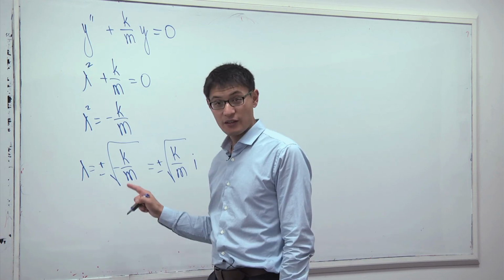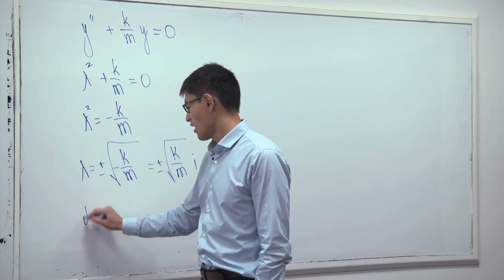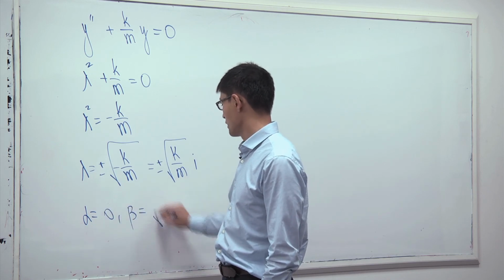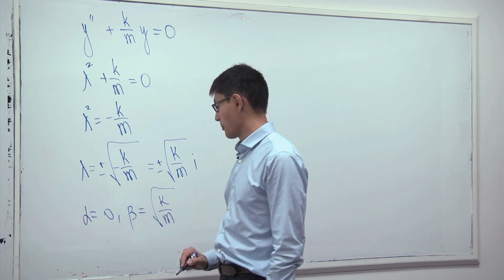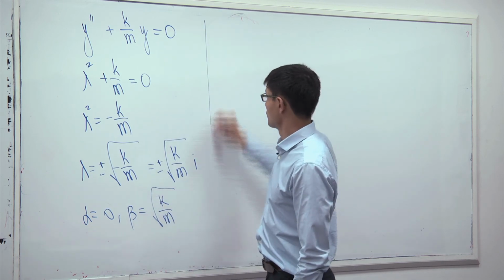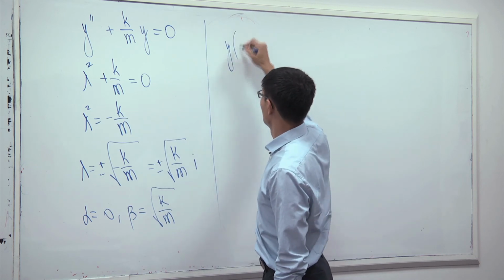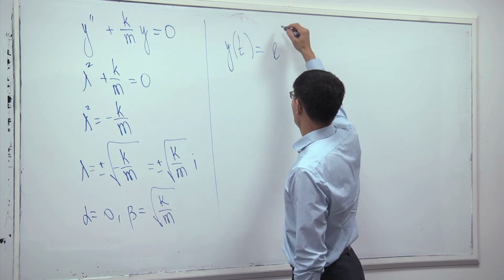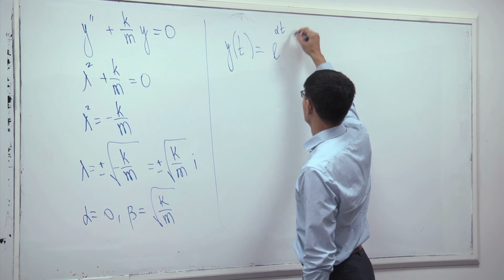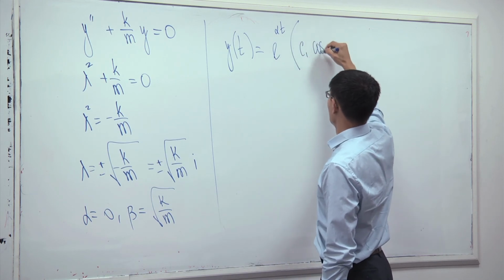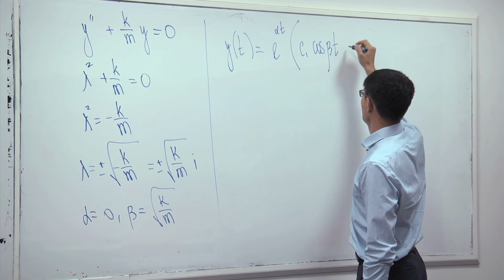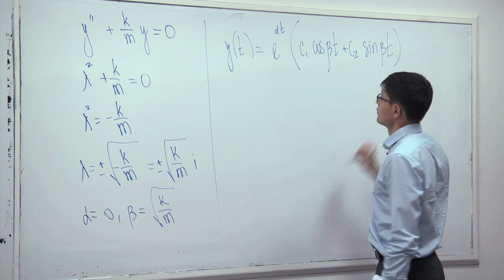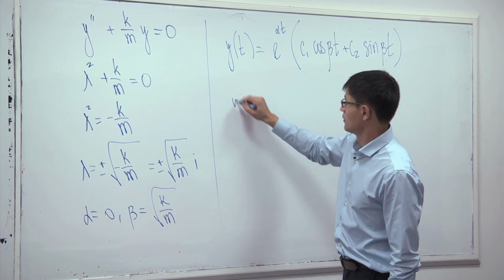And this is case 3, if you remember. In this case, alpha, the real part of the solution, is 0. And beta, the imaginary part, is square root of k over m. So recall that in this case, the solution was in the form e to the power alpha t times c1 cosine beta t plus c2 sine beta t. Okay?